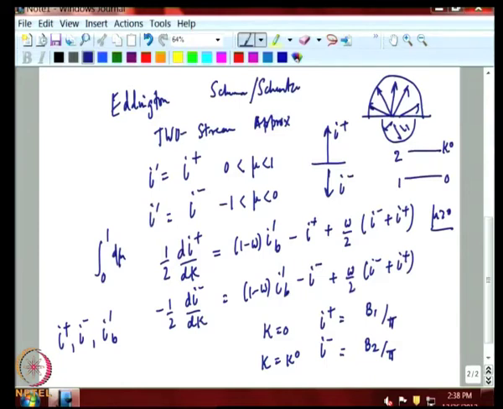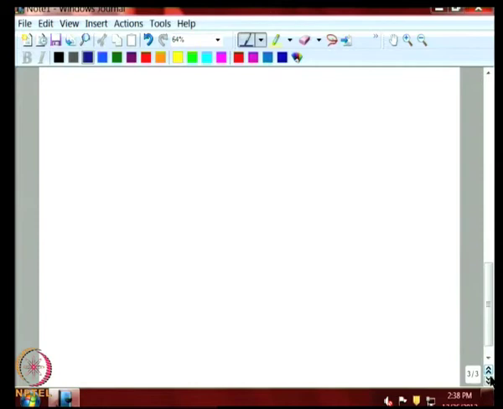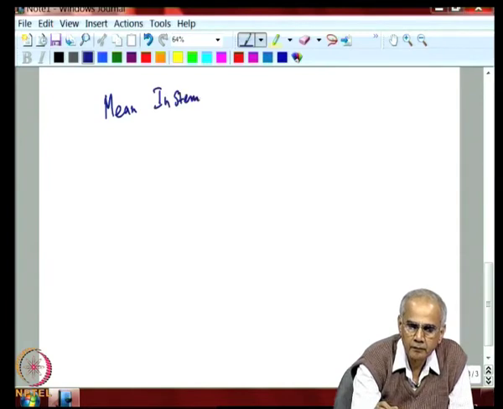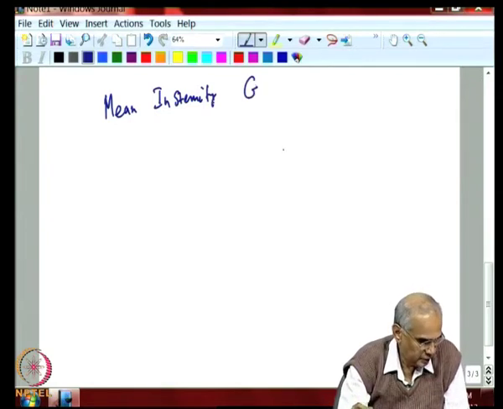and we have now two equations, but three unknowns. We have to generate one more condition, and that we will very soon realize we need fluxes. This is the intensity, we need fluxes, but before we do that, we need to define certain quantities. First quantity we define is the mean intensity, G.